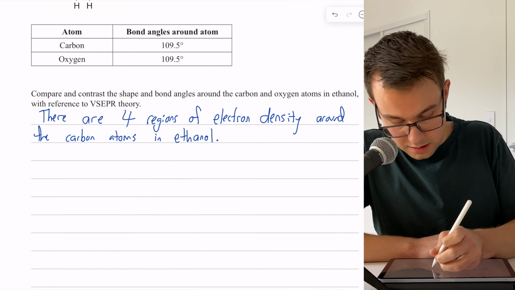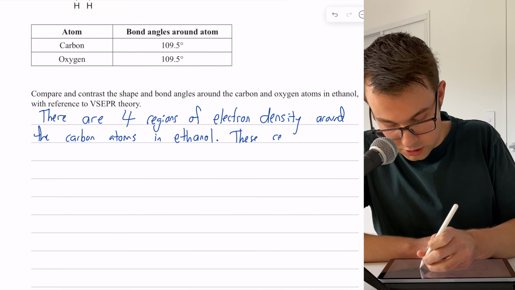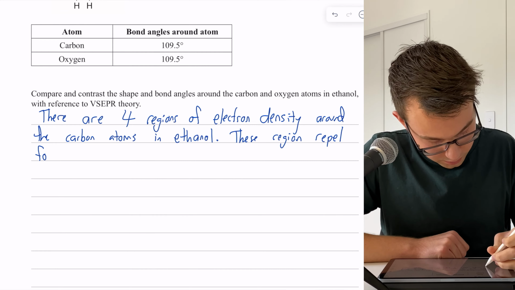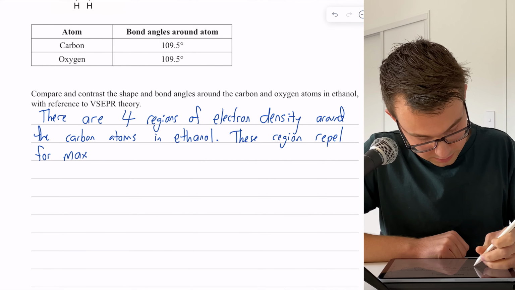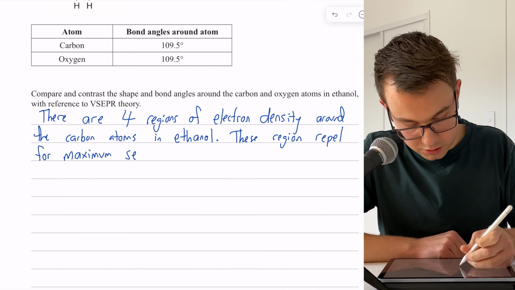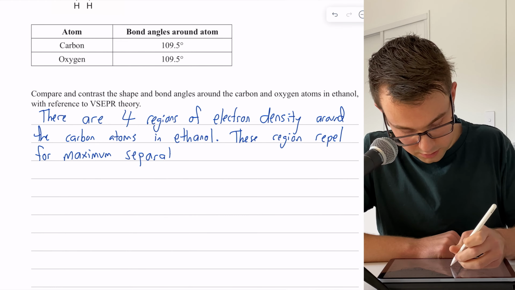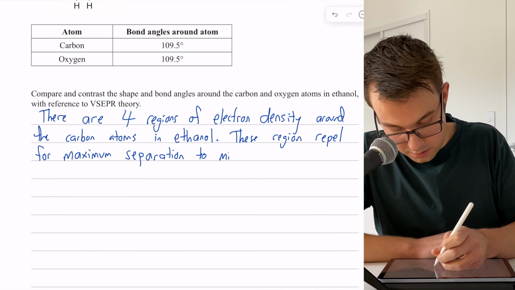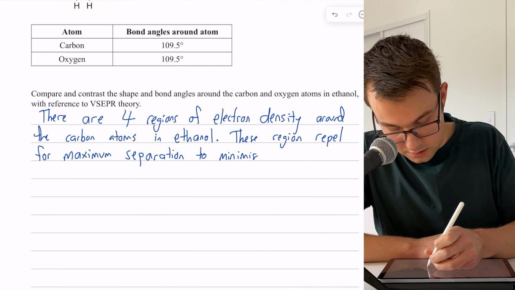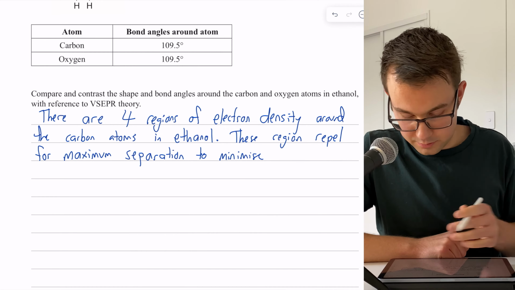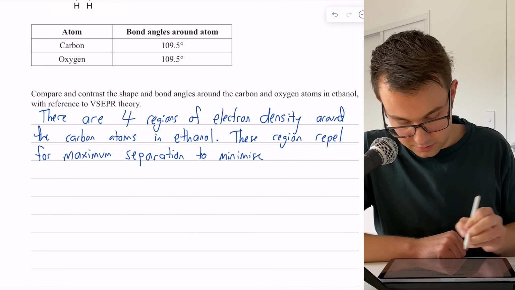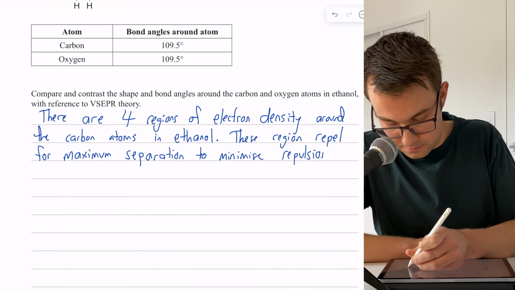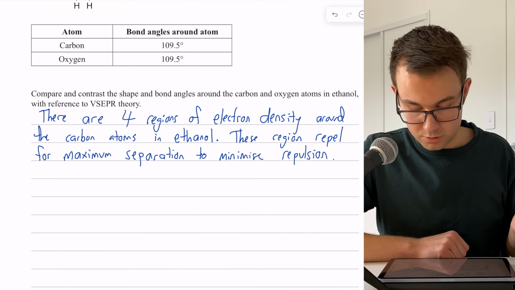Next one. These regions repel for maximum separation to minimize repulsion. I'm terrible at spelling, but we're going to pretend that it's right. To minimize, it wants to minimize repulsion. Okay, beautiful. Next sentence done.